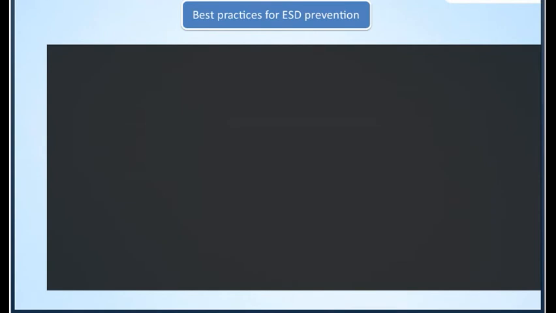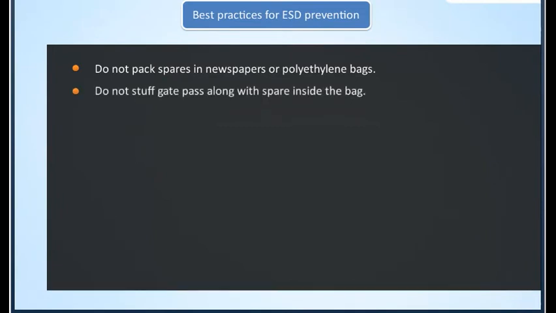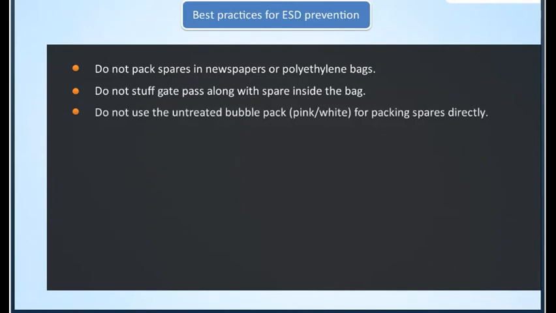Finally, let's look at some of the best practices for ESD prevention. The practices are as follows. Number 1. Do not pack spares in newspapers or polythene bags. Number 2. Do not stuff the gate pass along with the spare inside the bag. Number 3. Do not use the untreated bubble pack, pink or white, for packing spares directly.